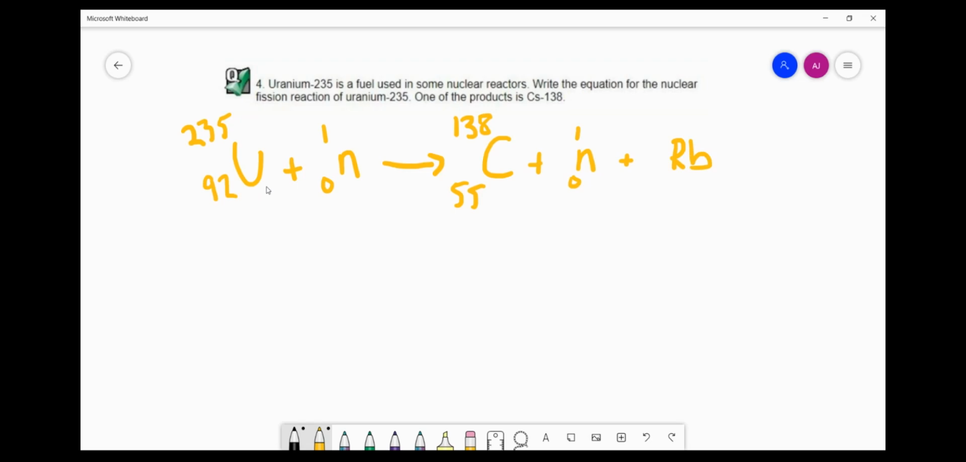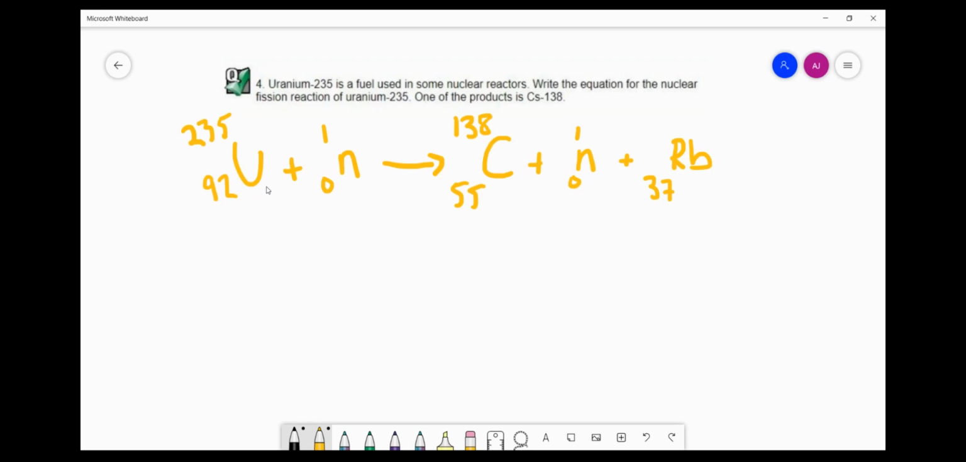Atomic number has to be conserved. So 92 on the left-hand side, we have 55. So the atomic number has to add up. We have to conserve the atomic number. So the product here, we're going to have rubidium. 37 plus 55 is 92.